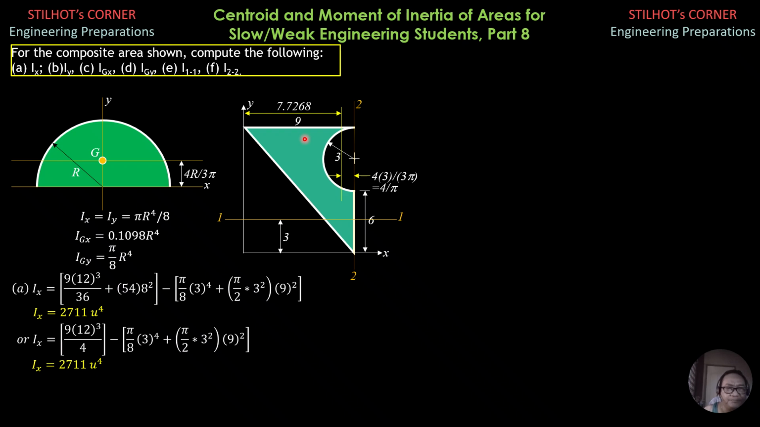So Iy is, for the triangle, 9 cubed times 12 over 36 plus area 54, 2/3 of 9 is 6 squared, minus the semicircle term with 0.1098 r to the fourth, rather. That's our guide.